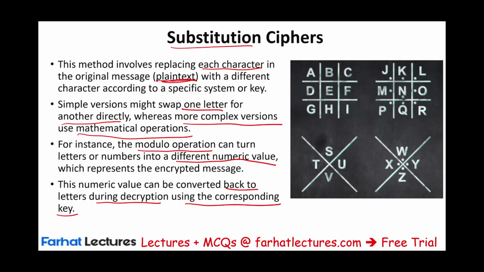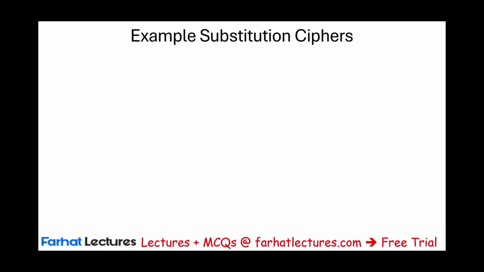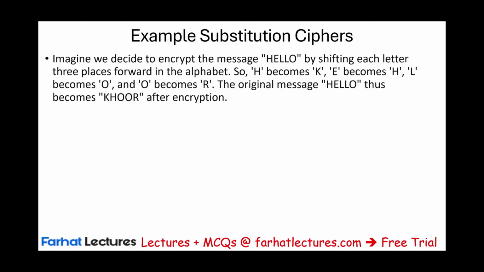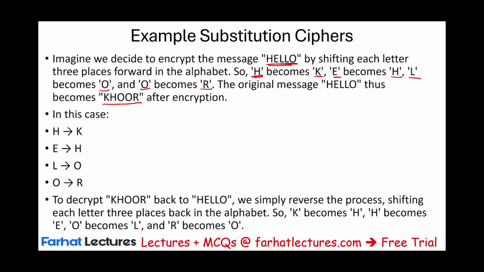Let me show you an example to show you how simple in concept that is. Imagine we decide to encrypt the message hello by shifting each letter 3 places forward in the alphabet. So H becomes K, E becomes H, L becomes O, and O becomes R. So the original message hello would read khoor after encryption. Now in this case, H is K, E is H, L is O, O is R, and what we do now is we can decrypt the message. We can replace everything. Remember, we have 2 L's.